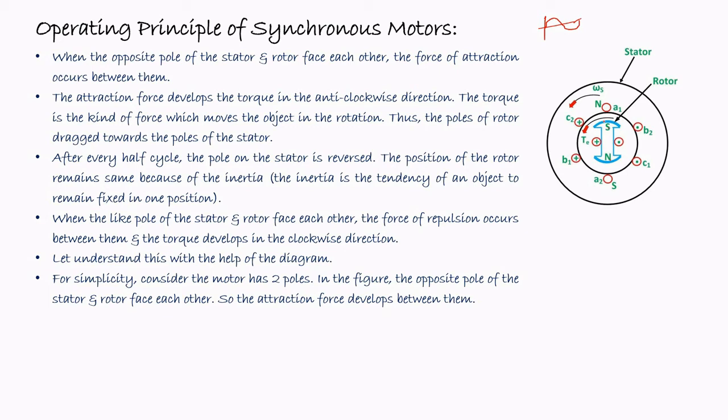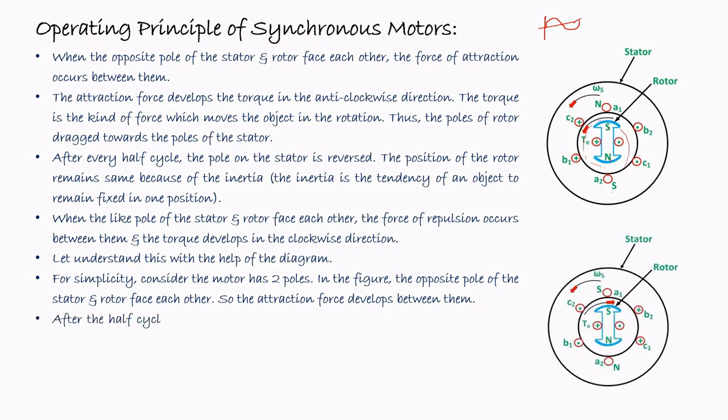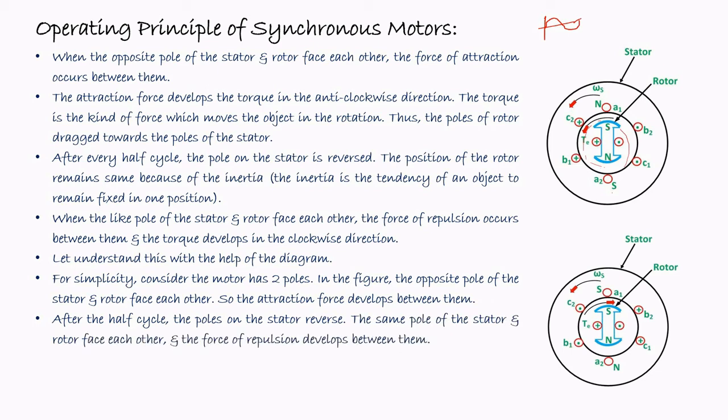So therefore there will be the attraction on the rotor because of the north pole in the stator, and similarly, the attraction force of the north pole of the rotor because of the south pole in the stator. Because of this attraction, the rotor will try to rotate in anti-clockwise direction, in the direction of the attraction. But after half cycle, the pole on the stator reverses, and the same pole of the stator and rotor face each other, and the force of repulsion now develops between them.